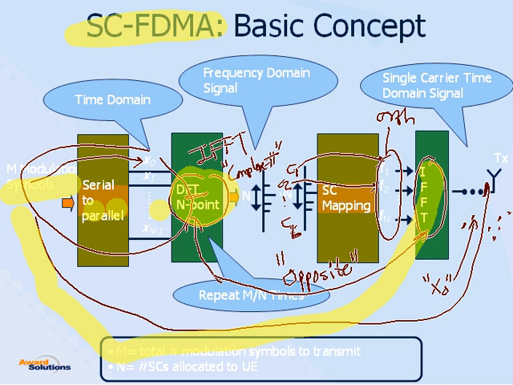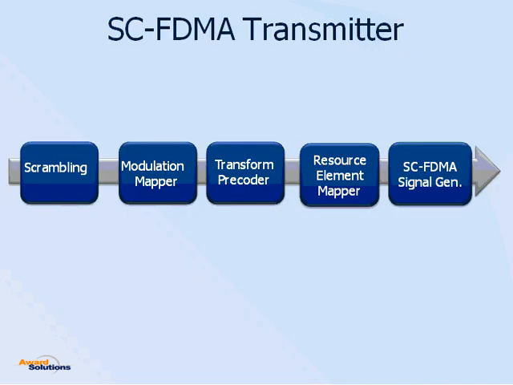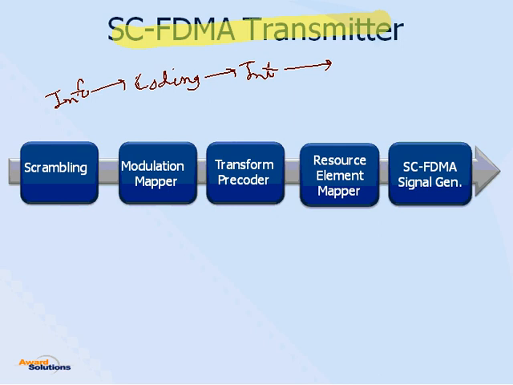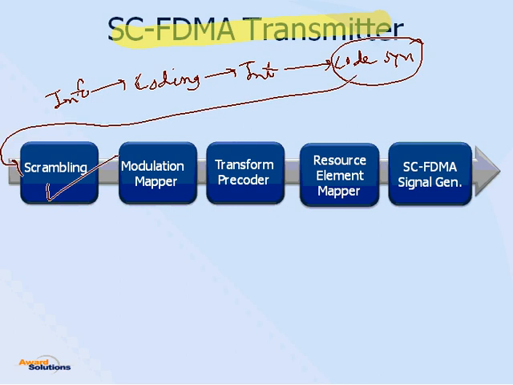Okay, let's go one step further. Transmitter: just like before, we have information bits, do the coding, do the interleaving, and now you have code symbols coming out that have been interleaved. Give that to the scrambling block, then the modulation. Again, uplink also has highest order 64 QAM, so both uplink and downlink can support 64 QAM. Transform precoding, this is your DFT.